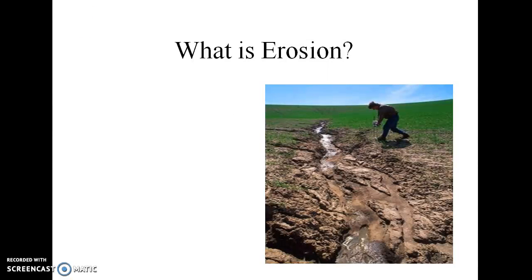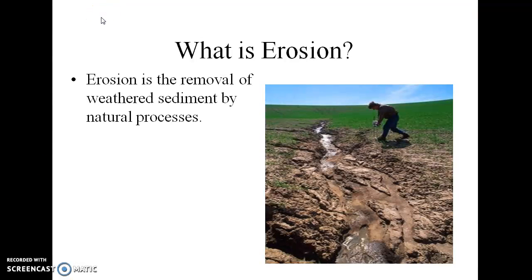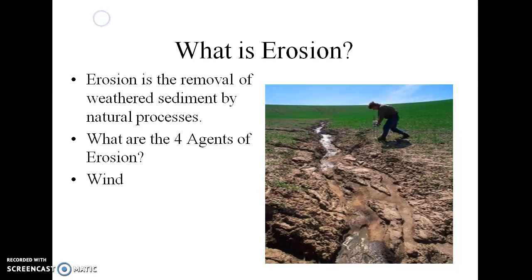So we have weathering. Now we're going to erosion. And of course, erosion is the removal of sediment by natural processes. And there are four agents of erosion. Okay? There are four agents of erosion. Wind, of course, is going to move sediment naturally. Okay, so it's an agent of erosion.